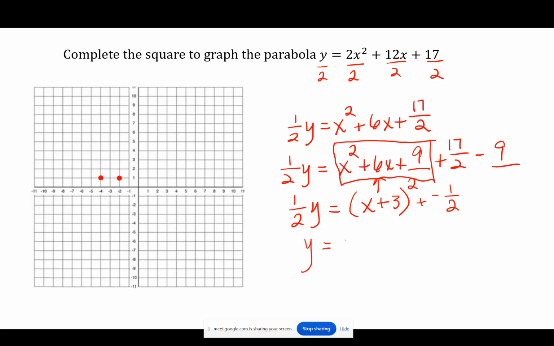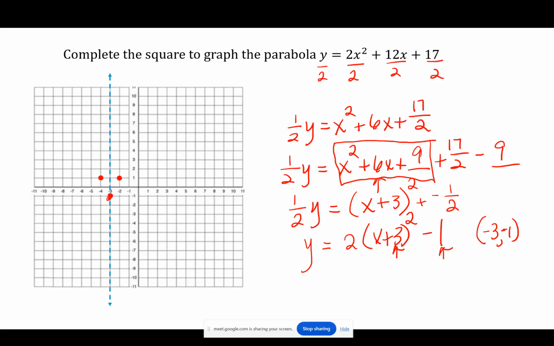So y equals 2 times (x plus 3) quantity squared, and then that is minus 2 times 1/2, which is just 1. So (-3, -1) is our (h, k). And so let's do that. Let's go (-3, -1) is right here for the vertex. The line of symmetry is right there through the vertex.